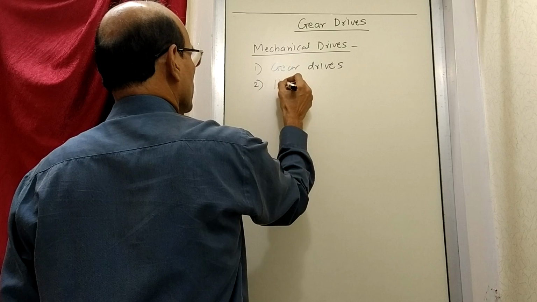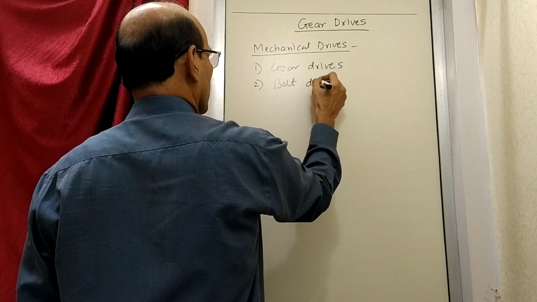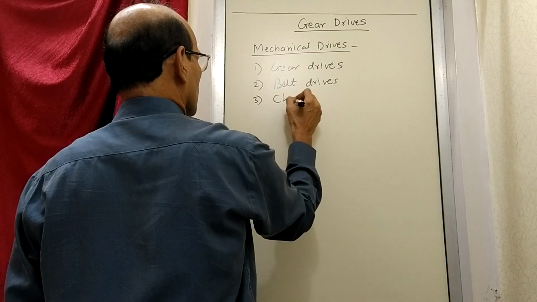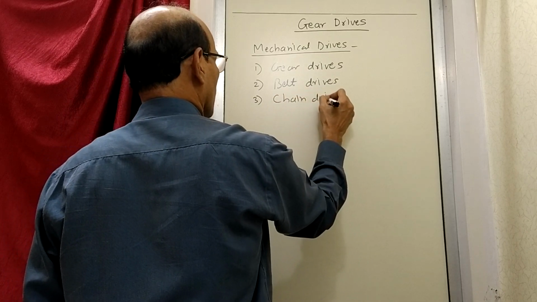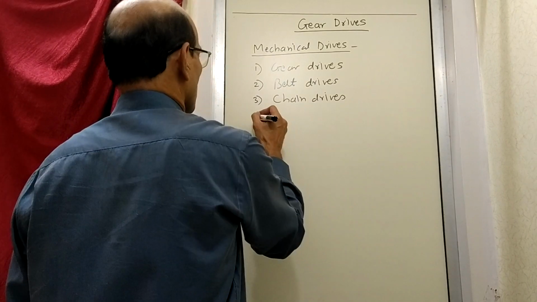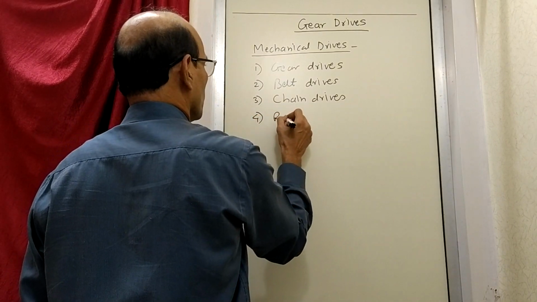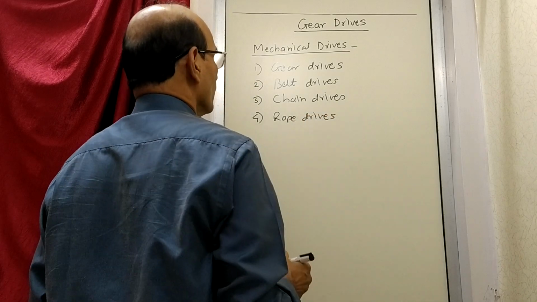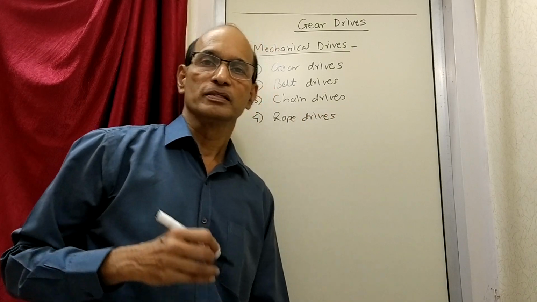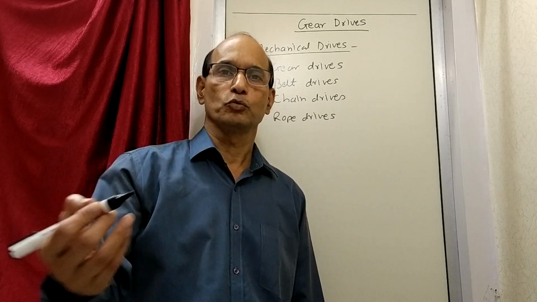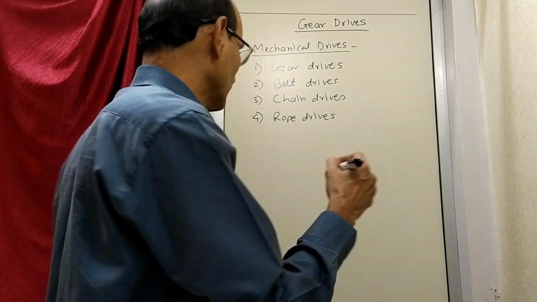Similarly, there are belt drives, chain drives, gear drives, rope drives, etc. Now what are these drives doing? These drives are used for the purpose of transmission of power from one place to another. Normally the situation is like this.